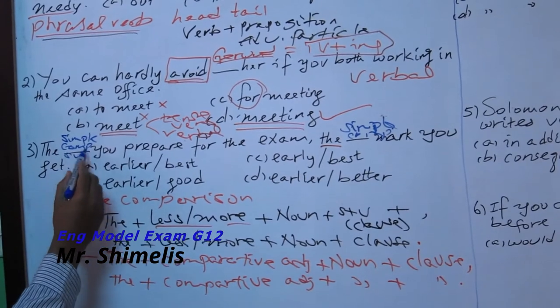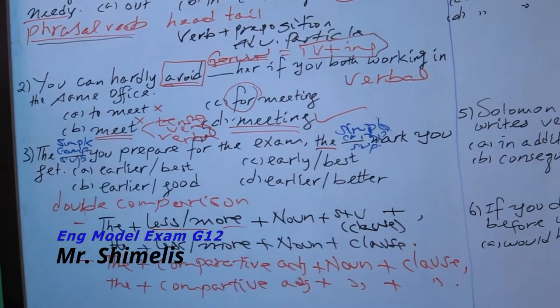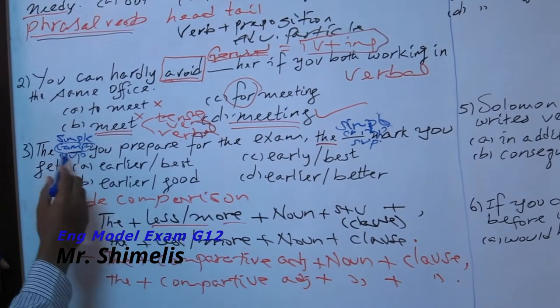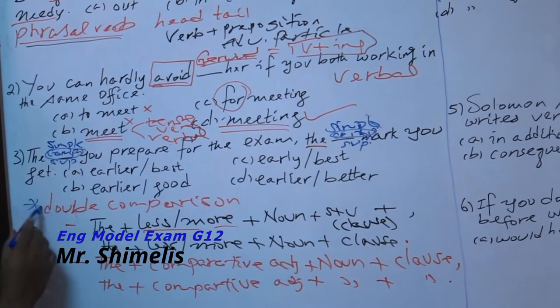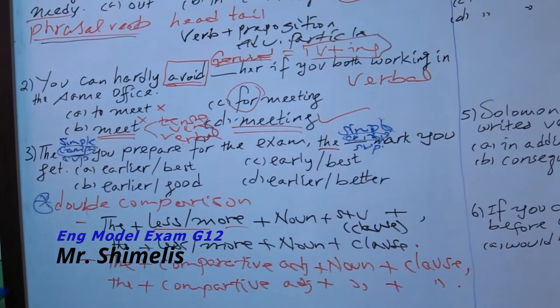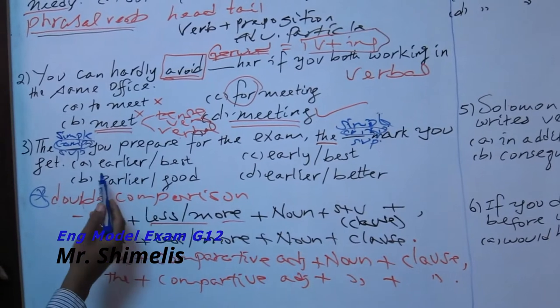If we use superlative here, we have to use superlative here. But most of the time, we use the comparative form in both clauses. That's the case in double comparison, or parallel comparison. So now let's go through the answer choices.